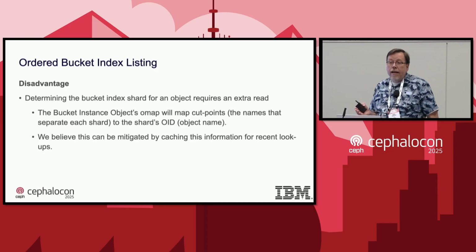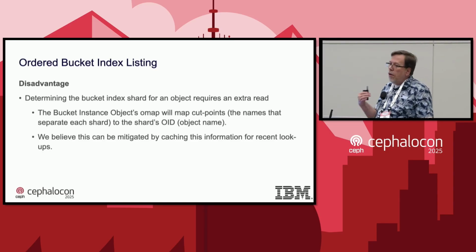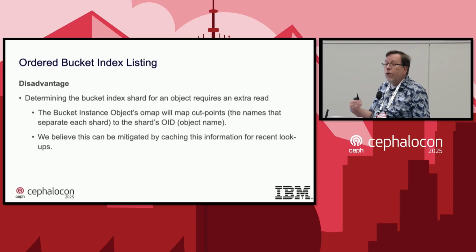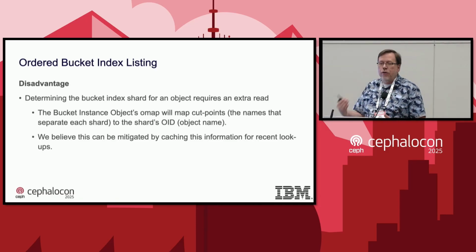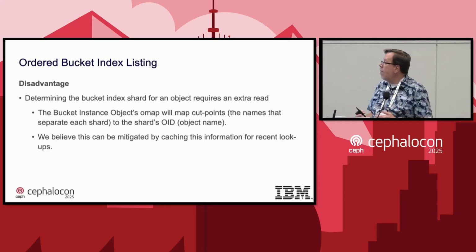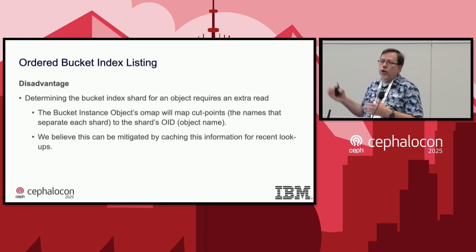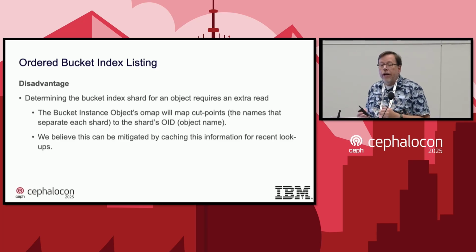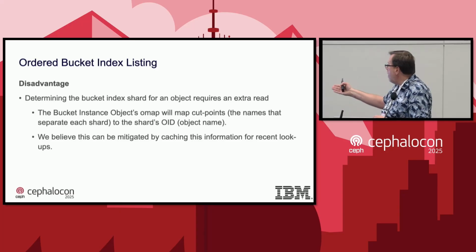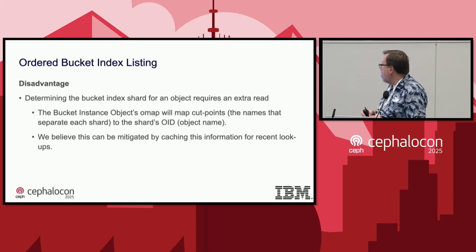The other disadvantage is that it's much more complicated now to calculate which shard a given entry goes onto. Before, we just needed to know the number of shards and the object name, and we could do it in constant time. Now, we're going to have to consult the bucket instance object and find out which shard that particular object entry goes onto. Now, we hope to mitigate a lot of this by caching some of that information, so we don't have to do a read each and every single time.